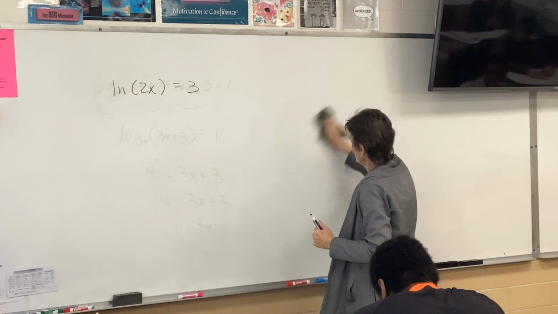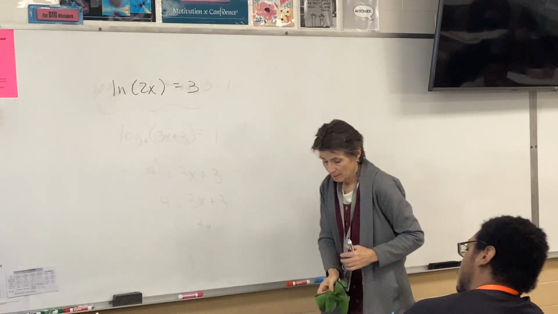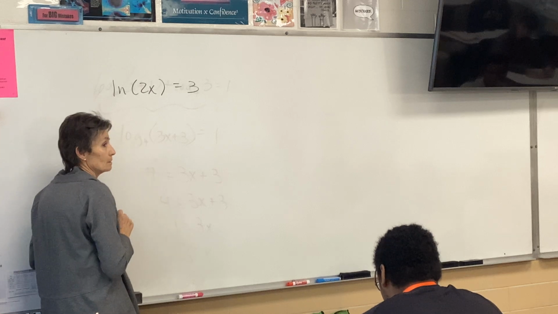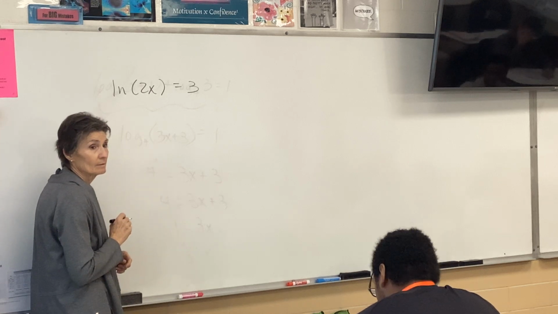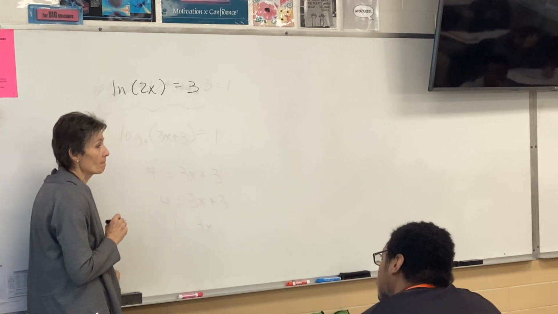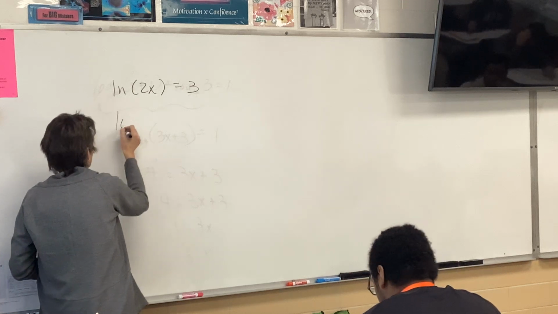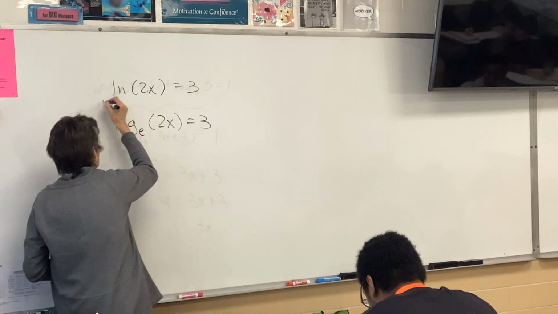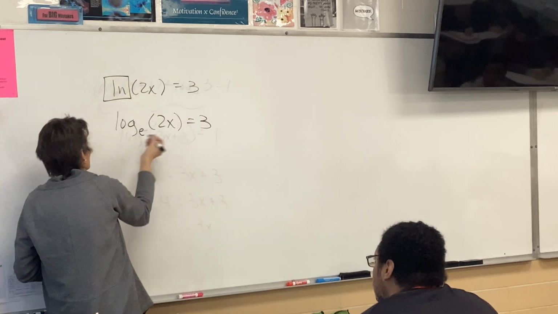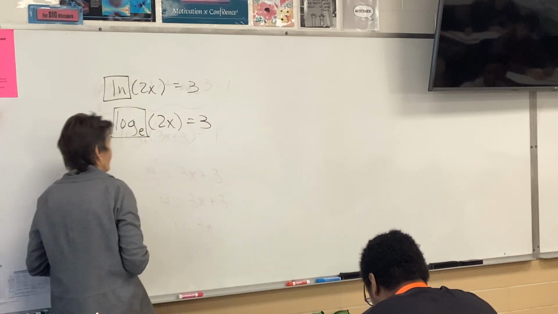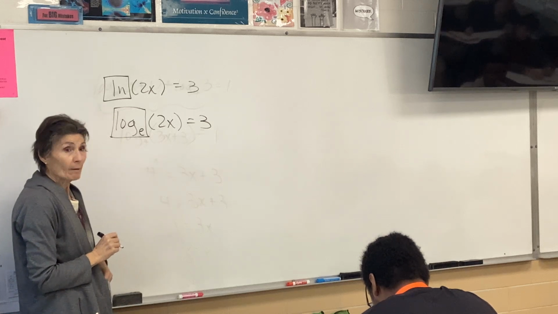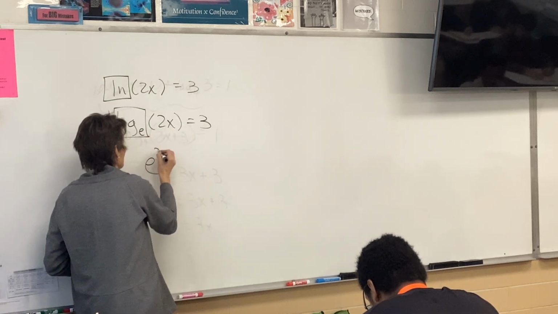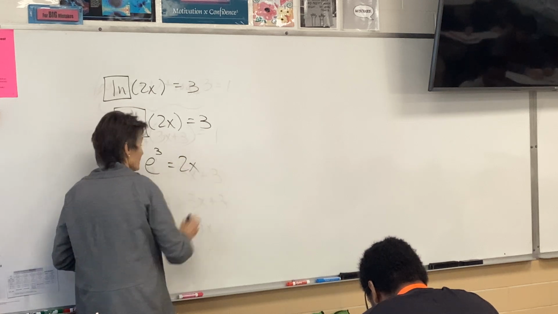Loop-de-loop. Now, loop-de-loop would be awesome, but I don't have a base. What is it? It's not base 10. Base E. So this is log base E. Remember, this right here means this. So now I have a base. So loop-de-looping says E cubed equals 2x.